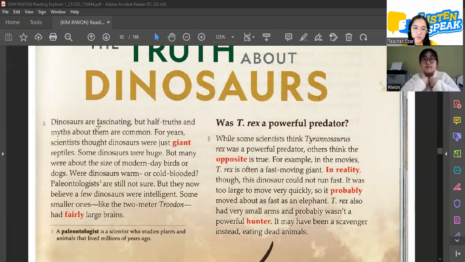And on this one, we are going to know the half-truths about the myths about them. For years, scientists thought that dinosaurs were all giant, because in the movie Jurassic World, most of the dinosaurs are giant. But dinosaurs were also about the size of modern birds or dogs. So there are also dinosaurs that are small. So were dinosaurs warm or cold-blooded?